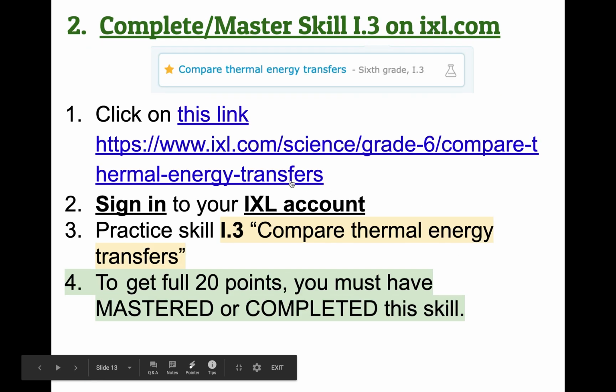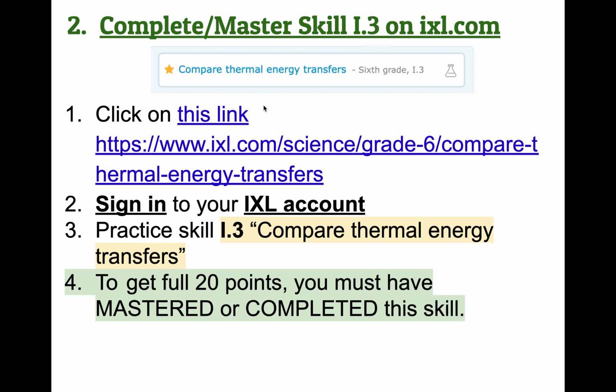All right, so now I'm going to go ahead, and it says complete skill I.3 by clicking on this link. So I'm going to click on this link and it's going to take us to skill I.3.